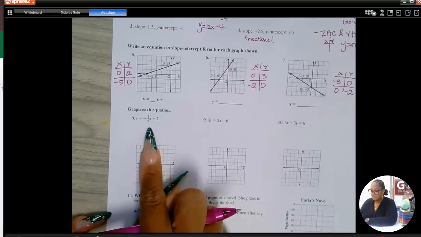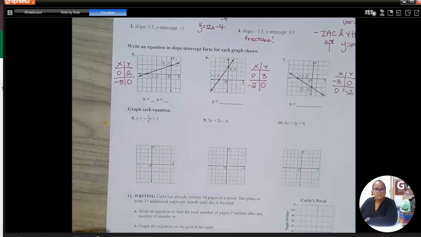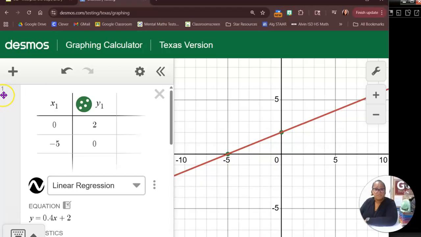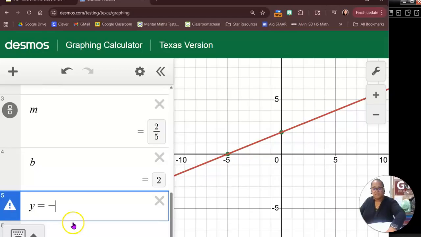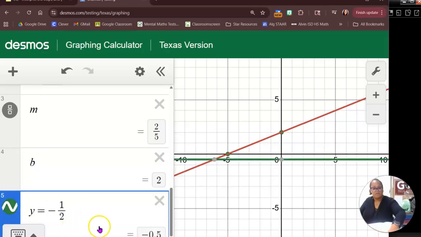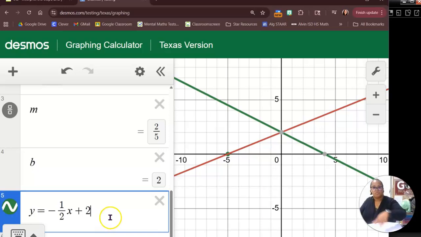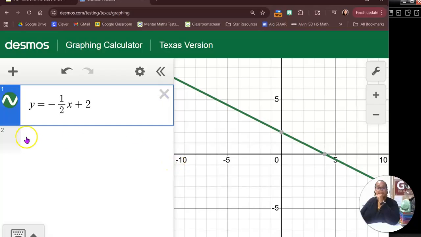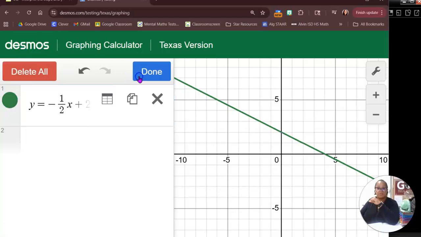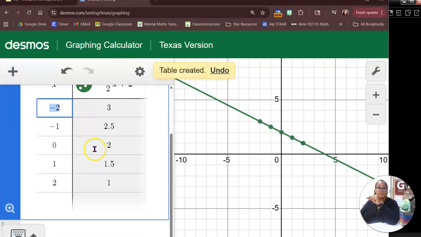Here, this says graph each equation. You can put this in Desmos. Y equals -1/2 x plus 2. So type it in. I should see a diagonal line. Let me get rid of all these extra things. Then, in order to figure out what points I can put on my graph, I can click this gear button and then create a table. These are points. I like to use the points that are not decimals because I don't want to plot halfway on my line. I want friendly points. So I'm going to have 0, 2, and 2, 1.